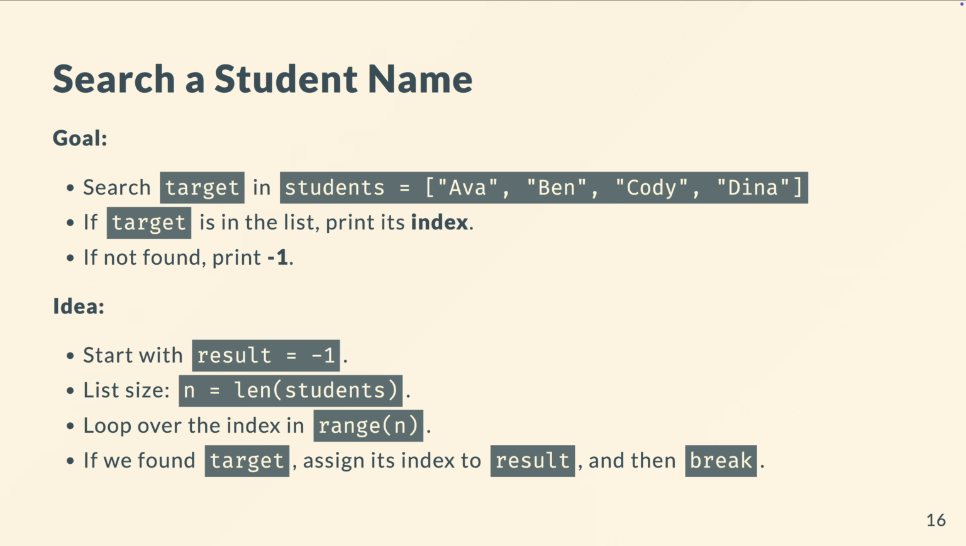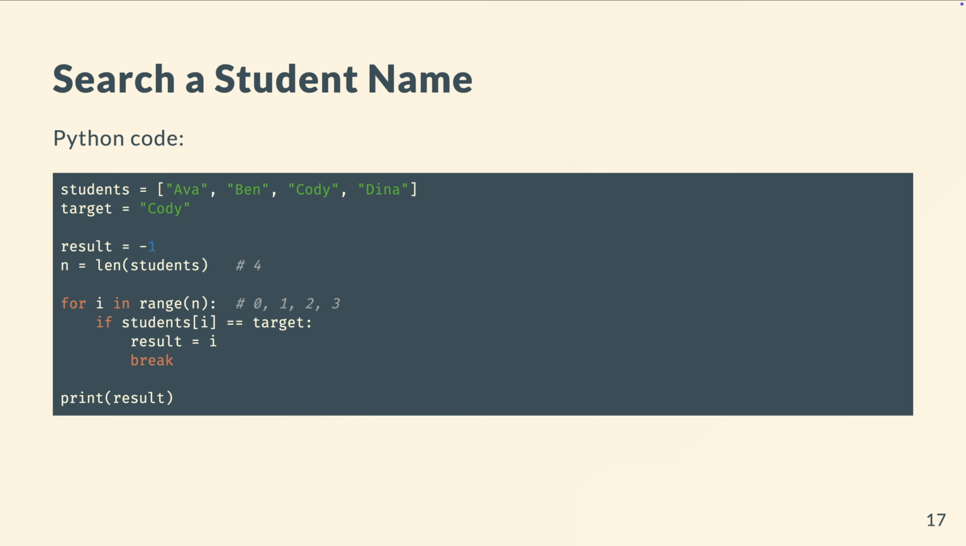Here is the idea. Start with result equals -1. -1 means not found. Let n be the length of the students list. Then, we loop over index i using range n. So i goes from 0 to n-1. If students at index i equals target, we set result to i, and then break. Finally, print result.